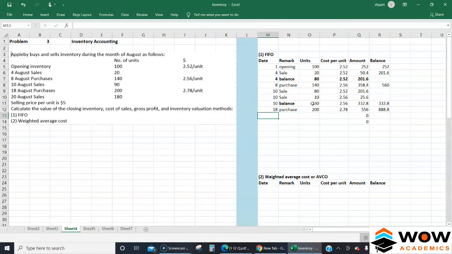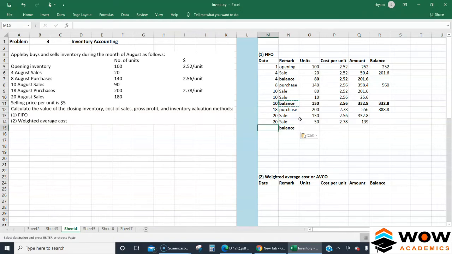So on 20th we have a sale. On 20th we have 180 units to be sold. First we can sell this. Balance, still we have 50 units to be sold. So 50 we will sell at 2.78. Okay, and still we have a balance we have to find out. So we'll find out the balance here.